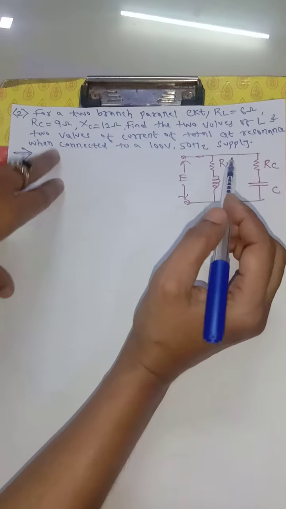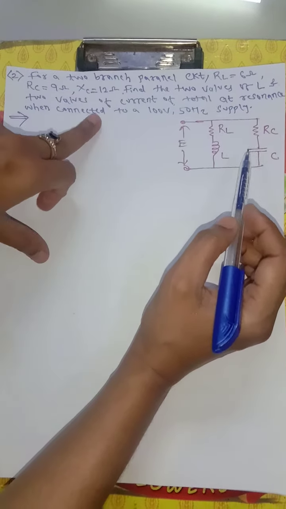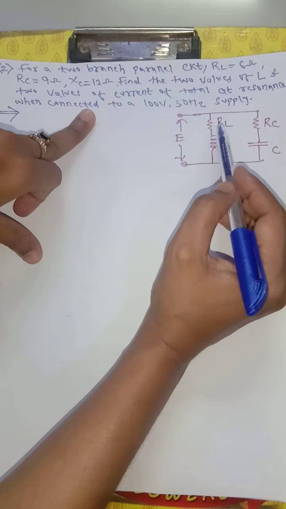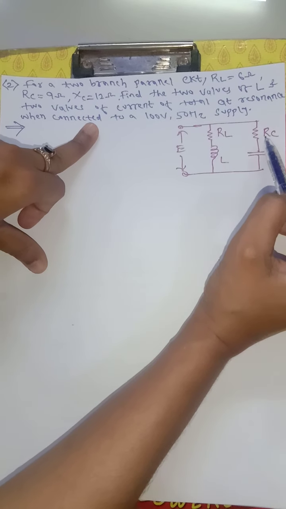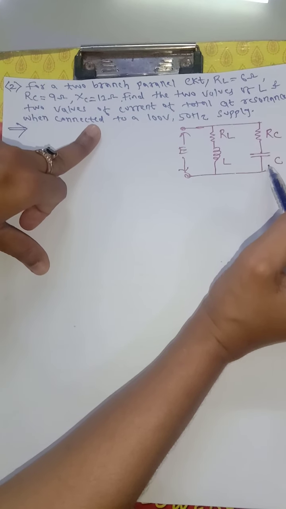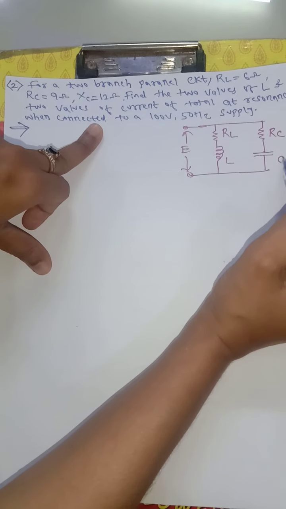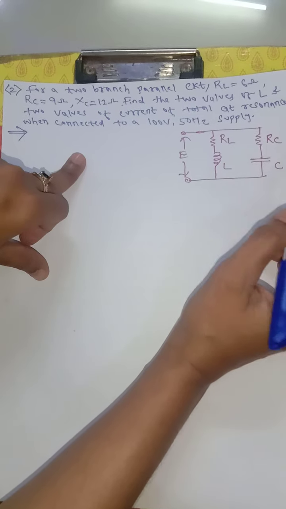Okay, so see here how we can draw the circuitry. What they are saying, two branch parallel circuit. So these are the two branches. In one, the resistor is connected in series with the inductor. In the second case, the resistor is connected in series with the capacitor. When connected to the inductor, that will be the RL. When connected to the capacitor, that will be the RC. So it will be L, C, and that is nothing but the resistor.